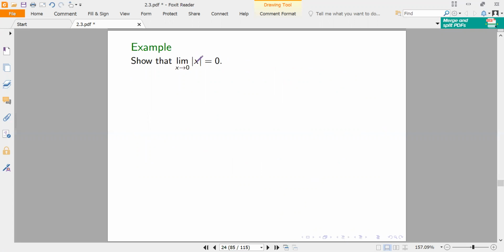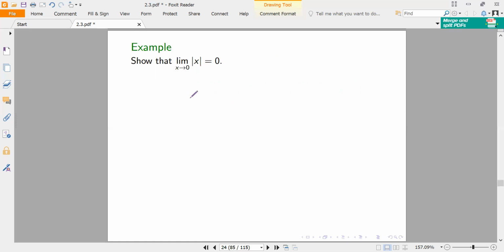Let's take an example. Remember absolute value. If you don't know absolute value, please go and check absolute values, because this is one of the very important concepts in calculus or in first-year mathematics.